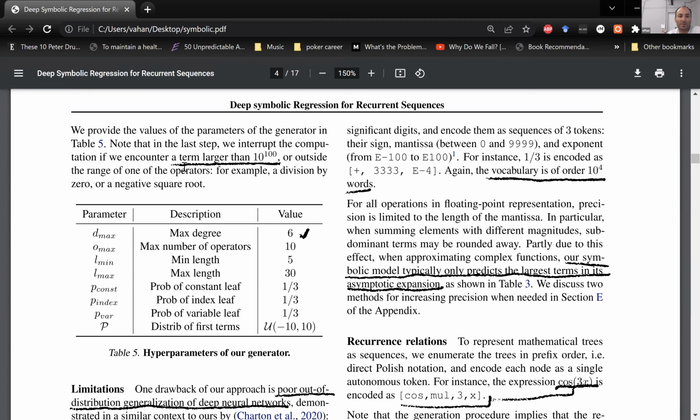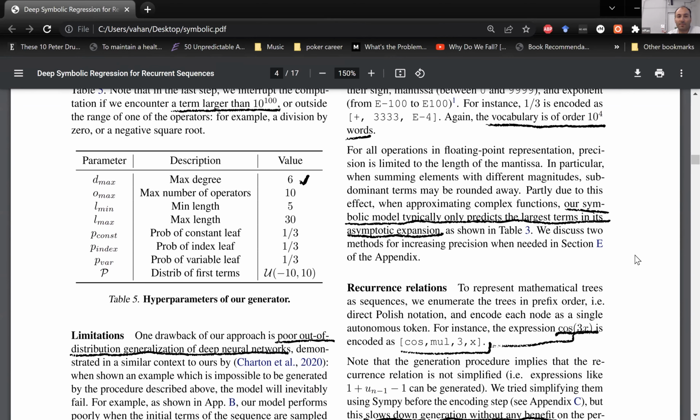So this is interesting. Note that in the last step we interrupt the computation if we encounter a term larger than 10 to the power of 100, or outside the range of the operators. So basically, sometimes you end up with too large or too small or stupid numbers. Like if you have to divide by 0, you just don't do that. Makes sense.